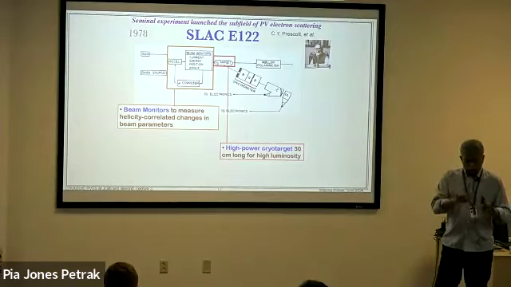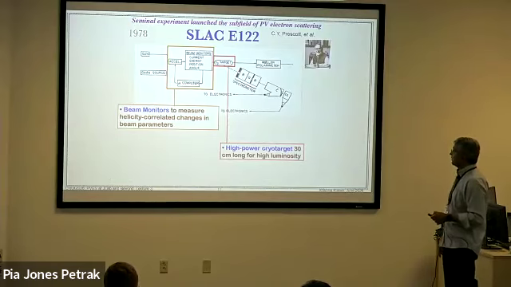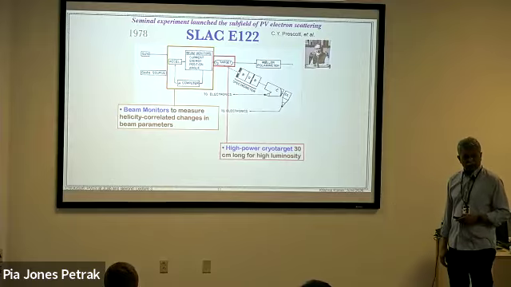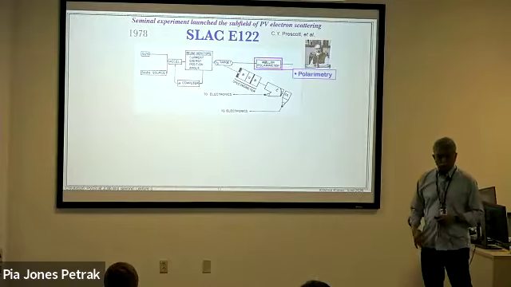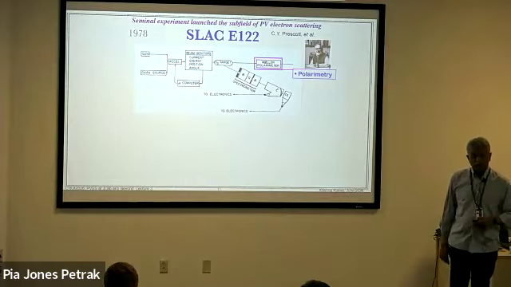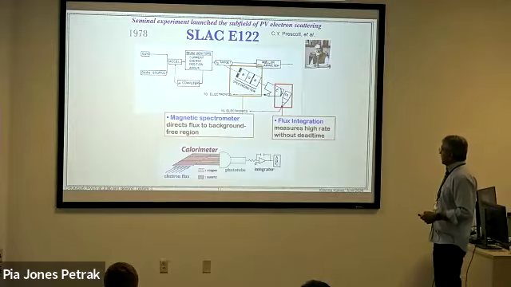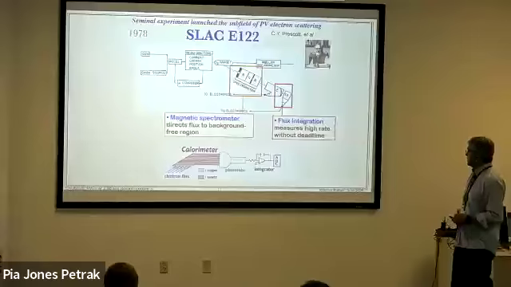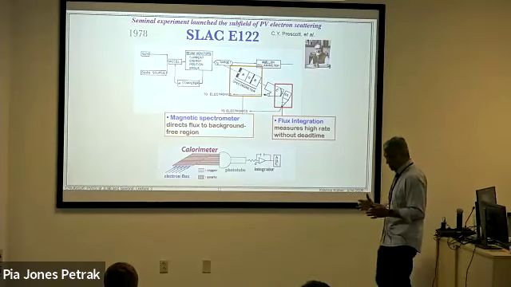You have to make sure that the beam is the same for right and left circularly polarized light, so you need very precise monitoring. You need a high-power cryo target. Jefferson Lab is the world expert in this these days. You need a polarimeter. The Møller polarimeter was invented just before this experiment, and we use it here all the time. Magnetic spectrometer, we use that here in Halls A and C. And then flux integration. This is another big deal.